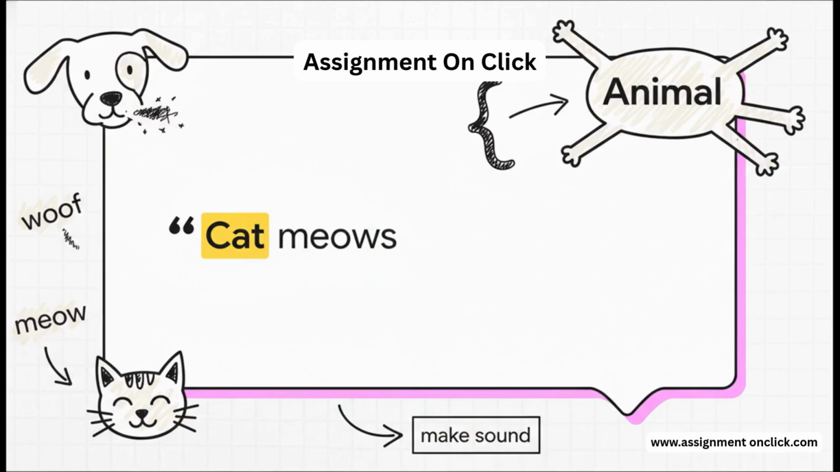This is the magic of polymorphism. We can tell any animal object to make a sound, and the program automatically knows whether it should bark or meow. This makes your code so much more dynamic and smart.